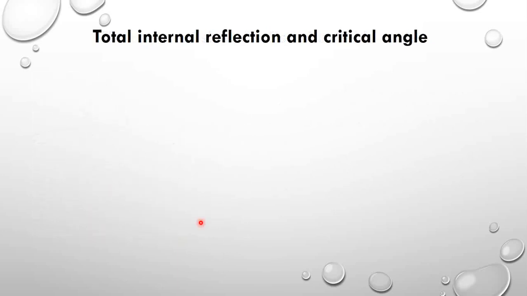Let us also look at total internal reflection and critical angle. Total internal reflection is a reflection which occurs when light rays reflect within the same medium. This is when reflection occurs within the same medium, and we are going to see that.